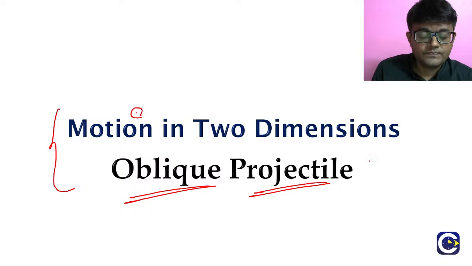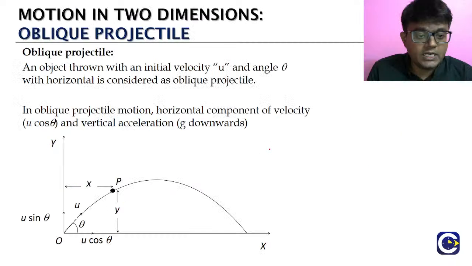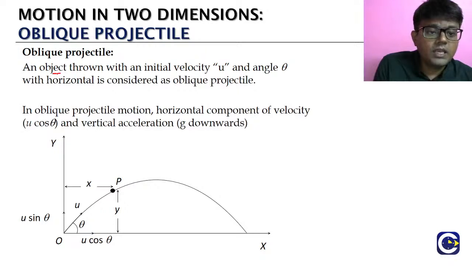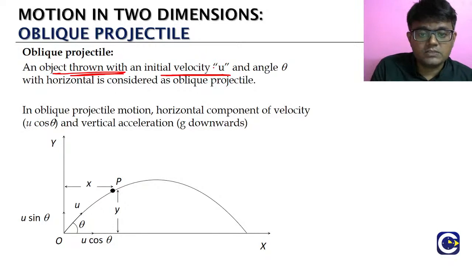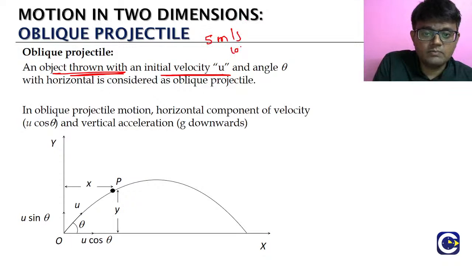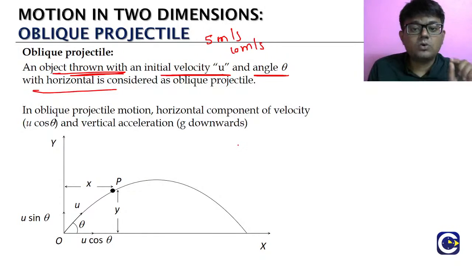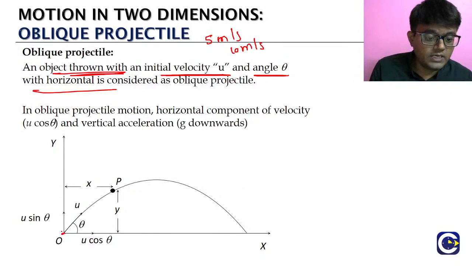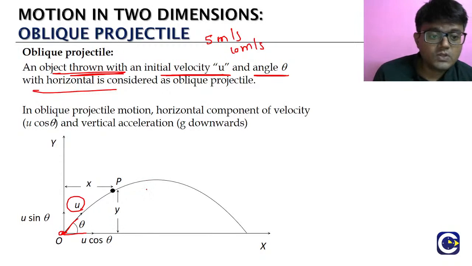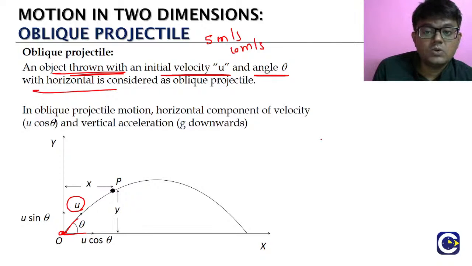So what is this oblique projectile? If you are throwing any object with some initial velocity, maybe 5 meters per second or 10 meters per second, some velocity you have to give it, at an angle theta with the horizontal. So we throw it from the surface of the earth with an initial velocity u, making an angle theta with the horizontal. So how do we analyze the motion of the projectile?